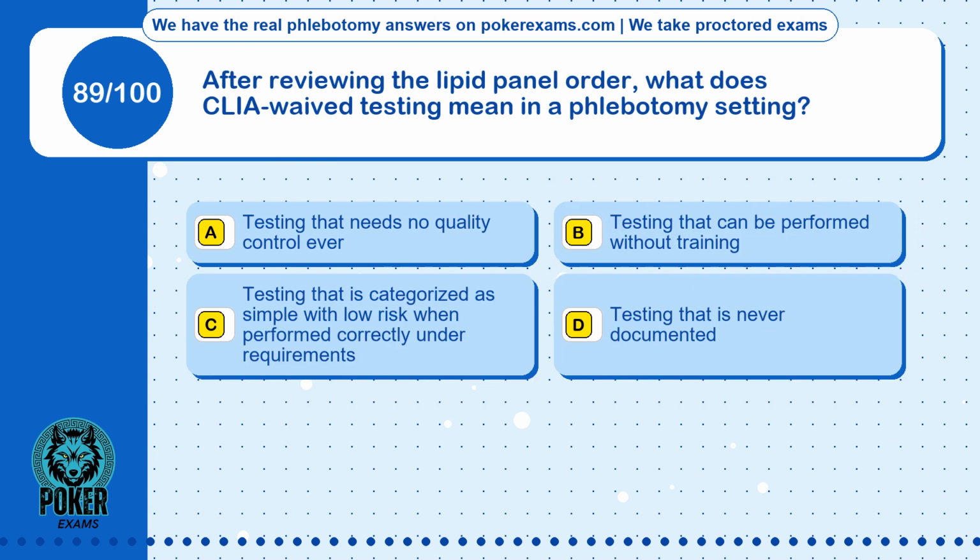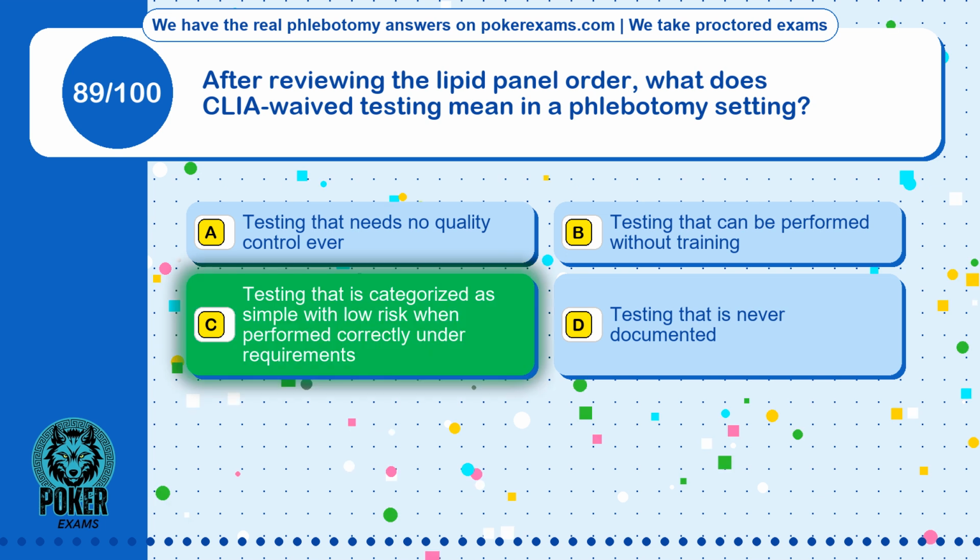Question 89. After reviewing the lipid panel order, what does CLIA waived testing mean in a phlebotomy setting? Option A, testing that needs no quality control ever. Option B, testing that can be performed without training. Option C, testing that is categorized as simple with low risk when performed correctly under requirements. Option D, testing that is never documented.